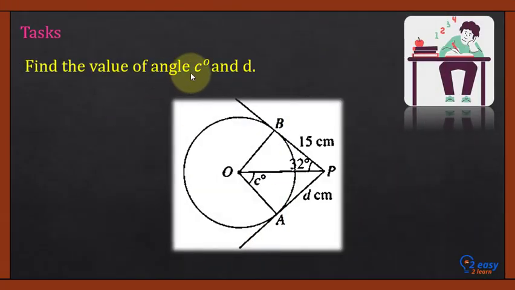So, home task: find the value of C and D. Read this question carefully. Trigonometry might be applied here. Solve the question, find the value of C and D. Write your answer in the comment box and check whether your answer is correct or not.